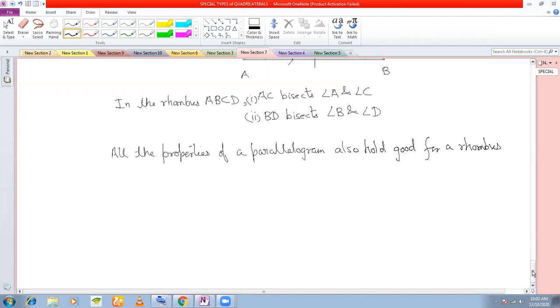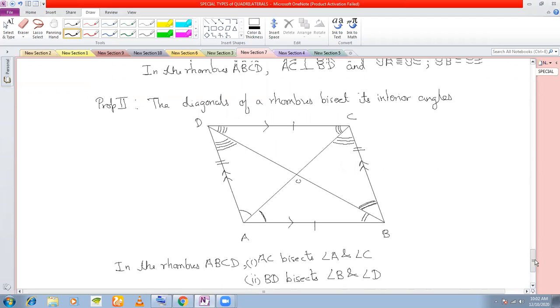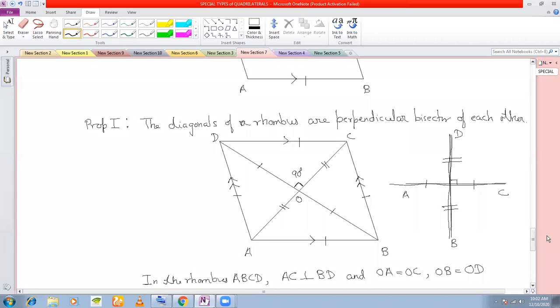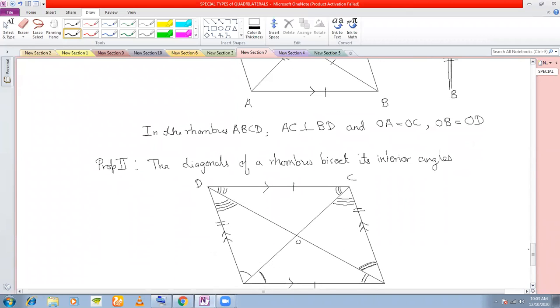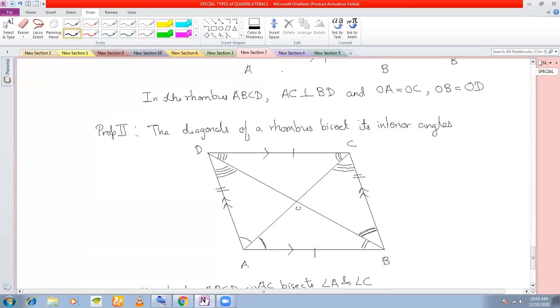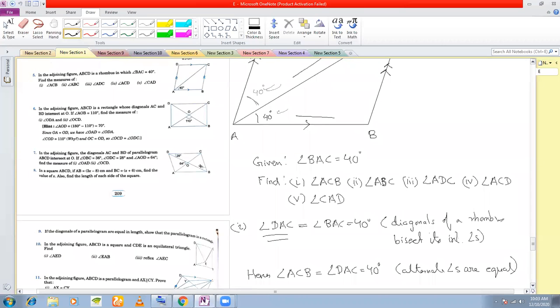So, two properties apart from all the properties of a parallelogram, two properties of a rhombus. First property is that the diagonals of a rhombus are perpendicular bisectors of each other, and the second property is that the diagonals of a rhombus bisect the interior angles of the rhombus. Okay, so with these two in mind, let us now see the problems.